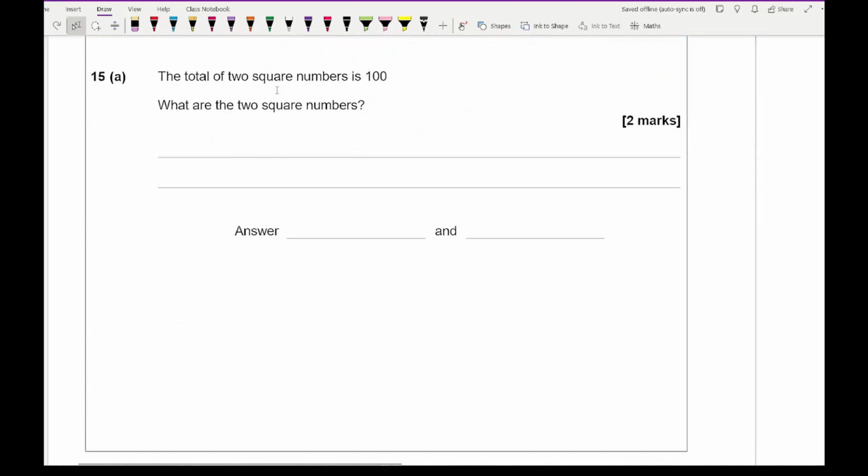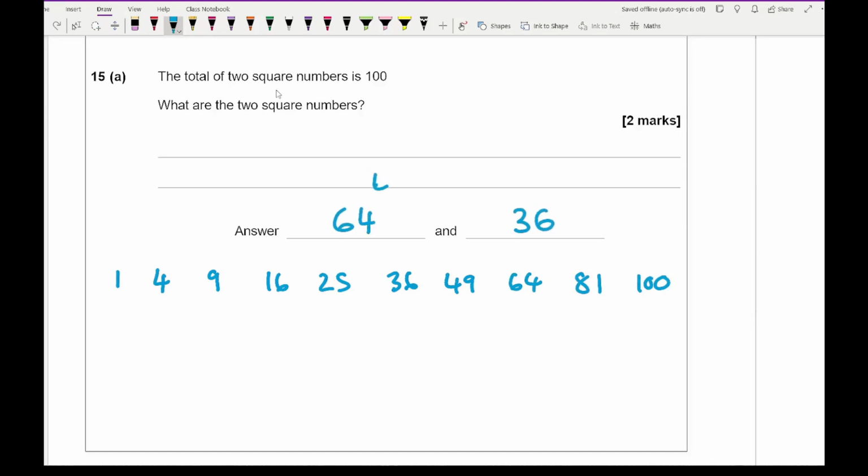Question 15a says a total of 2 square numbers is 100. What are the 2 square numbers? So if I just write down the list of square numbers, I've got 1, 4, 9, 16, 25, 36, 49, 64, 81, 100. I need to pick 2 numbers that added together give me 100. And the correct answer you should have is 64 and 36. And you can write those numbers in any order.